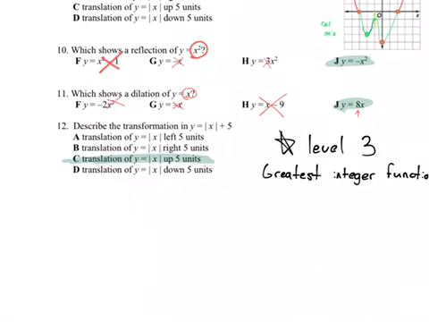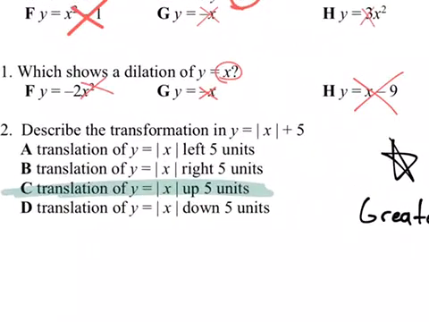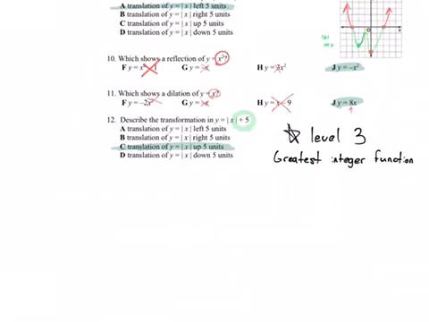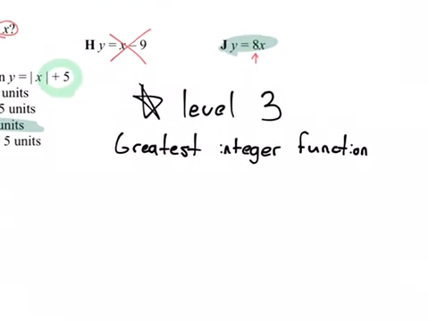For this one here, we have a number on the outside that's a k value. It shifts us up or down. It's not opposite like horizontal movement is. So this is a vertical shift up 5. Also level 3, be prepared to look at and think about and potentially graph a greatest integer function.